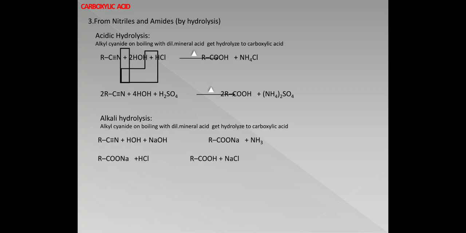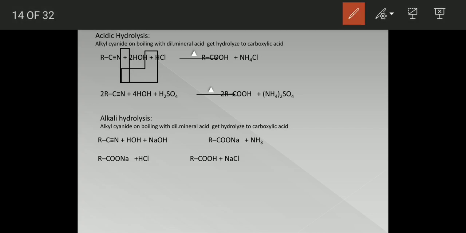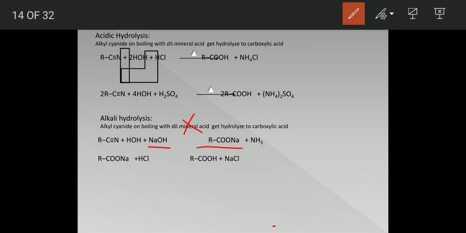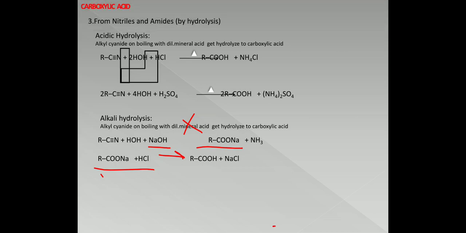Now alkaline hydrolysis. Alkyl cyanide is hydrolyzed to carboxylic acid, but first, instead of mineral acid, it is treated with an alkaline solution like NaOH, then it forms the corresponding salt, and this salt will hydrolyze and give the corresponding acid. This is the reaction. So alkyl cyanide is first treated with the alkaline solution and forms the corresponding salt that will be treated with HCl and converted into the acid.